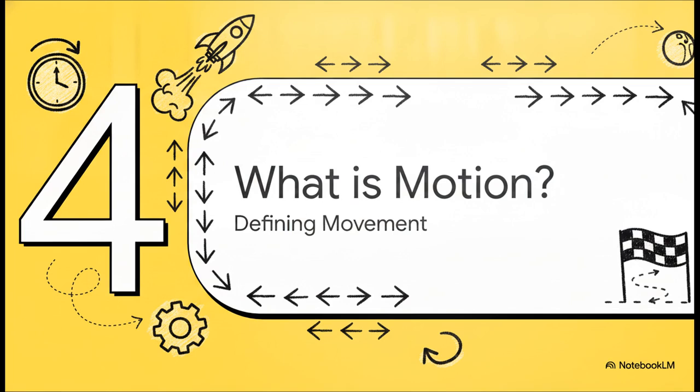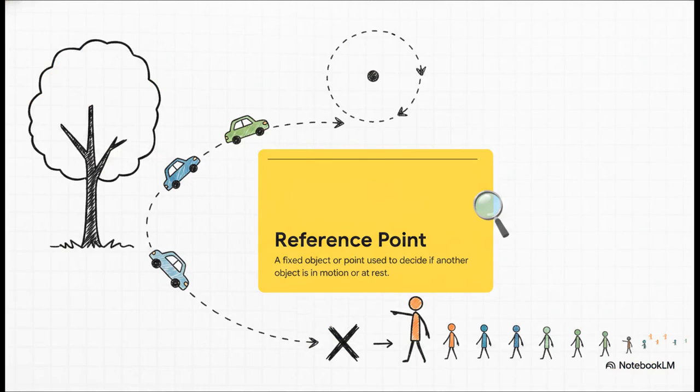All right, Section 4. What is motion? Let's figure out how we actually define movement. Okay, let's totally shift gears here. We've mastered measuring things that are just sitting there. But how do we scientifically describe when something actually moves, like changes its position? It sounds like a no-brainer, but physics has a very, very specific way of looking at this.